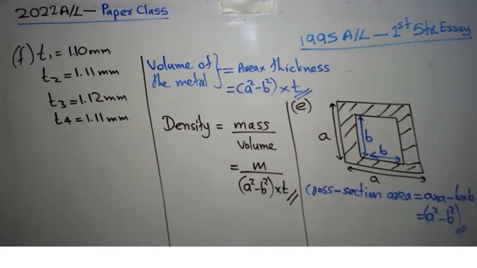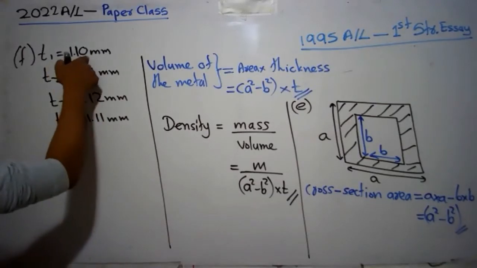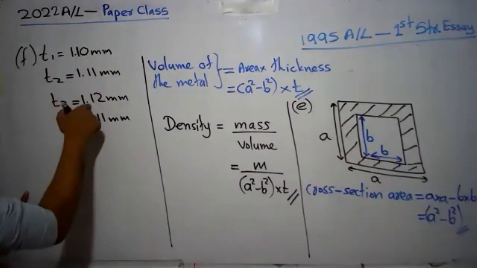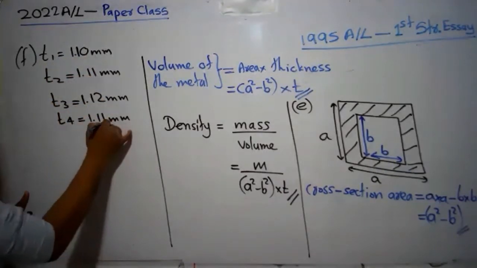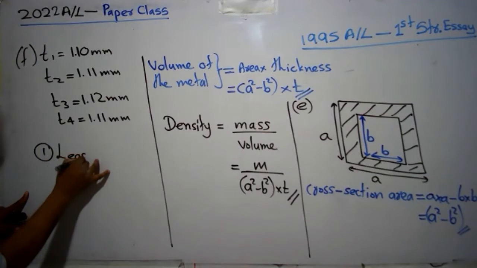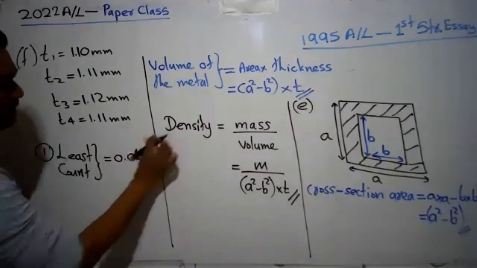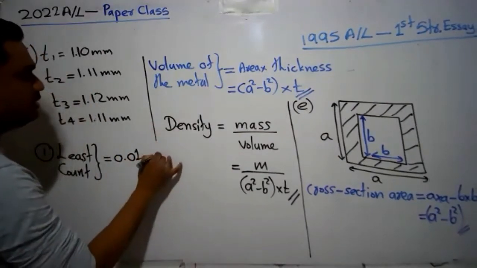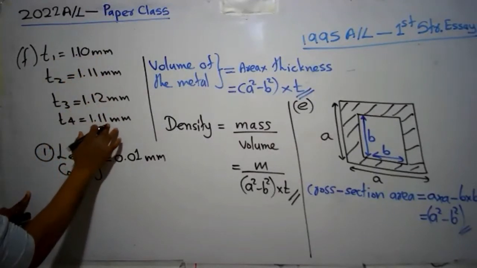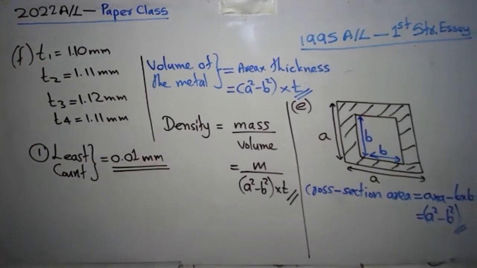What is the least count of the measuring instrument? All the measurements are up to 2 decimal places in millimeter. See, 1.10, 1.11, 1.12, 1.11. So there are 2 decimal places in millimeters. Therefore, the answer to the first question: the least count should be 0.01 millimeter. Then only we can measure all these measurements, 1.10, 1.11, 1.12, 1.11. Therefore, the least count should be 0.01 millimeter.